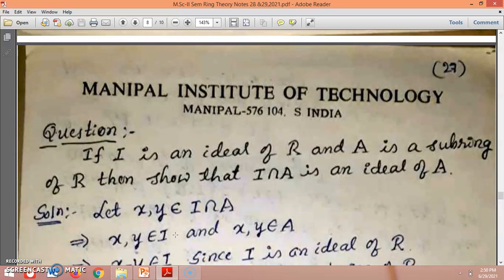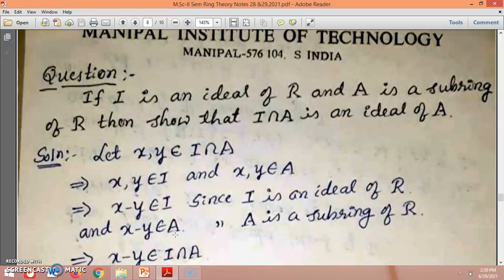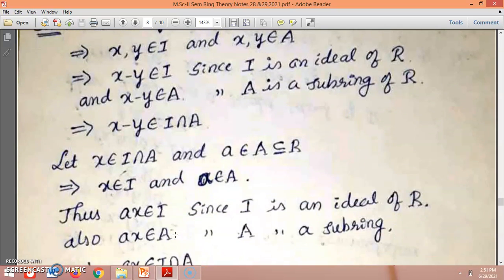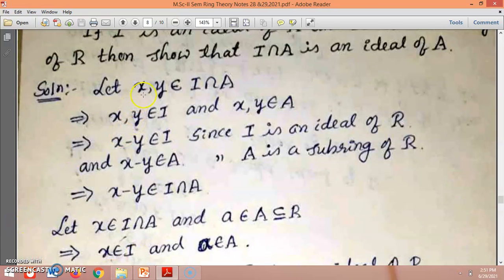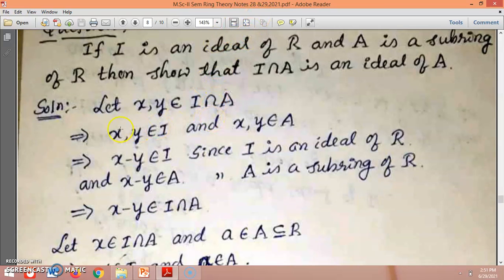Now we shall see another question. If I is an ideal of R and A is a subring of R, then show that I intersection A is an ideal of A. Keep in mind, I is an ideal of R, A is a subring of R. We need to show that the intersection of the ideal of R and the subring of R is again an ideal of the subring A. Now let us take two elements which are members of the intersection of the ideal and the subring.